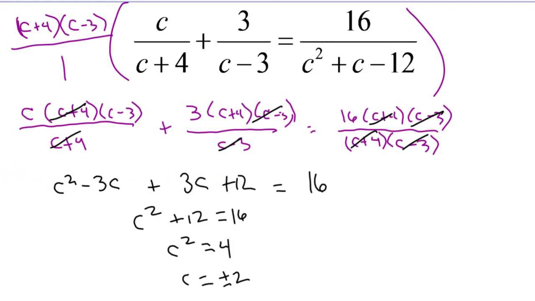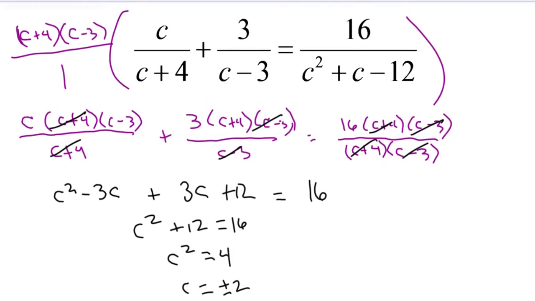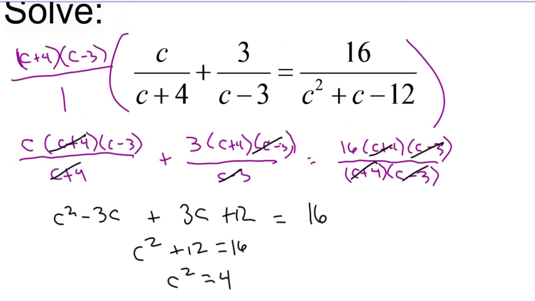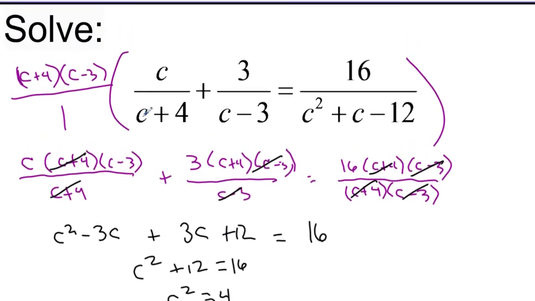Okay, so let's just do a quick check and make sure that I don't have any issues. I'm going to take plus 2 and minus 2, go back up to my original problem, and look for any issues. If I plug in a positive 2 here, I get a 6. If I plug in a positive 2 here, I get a negative 1. If I plug in a positive 2 here, it looks like I get 4 plus 2 is 6. 6 minus 12 is negative 6. No zeros in the denominator. That's good. Not an extraneous solution.